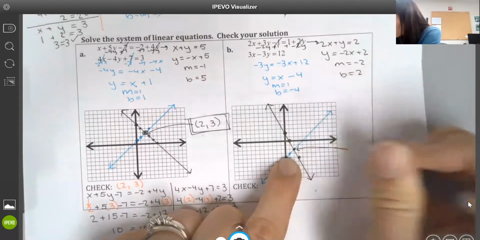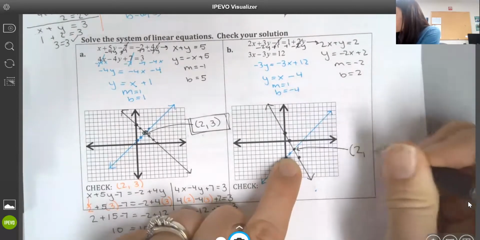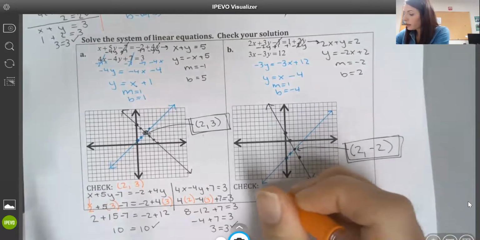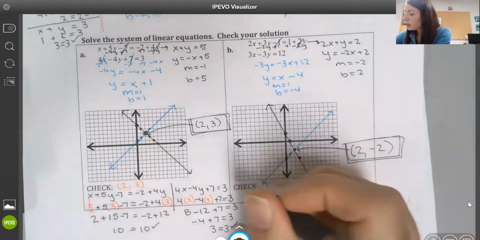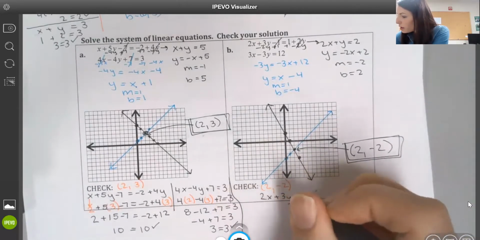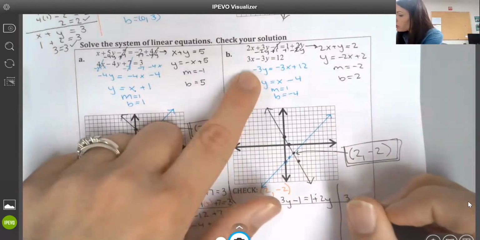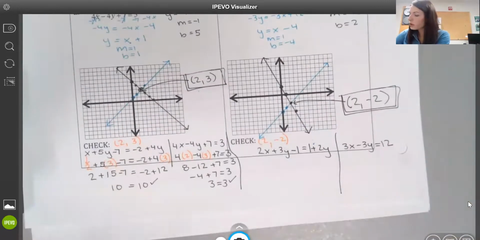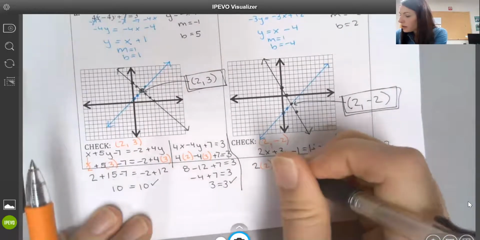So I see that they intersect at the point 2, negative 2. So I'm saying this is my solution, but before I submit that as my solution, I'm going to check it. And I'm going to check it in my first equation, which is 2x plus 3y, subtract 1 equals 1 plus 2y. And I'm going to check it in my other equation, 3x minus 3y equals 12. And so for both, I'm going to plug in 2 for x and 3 for y.